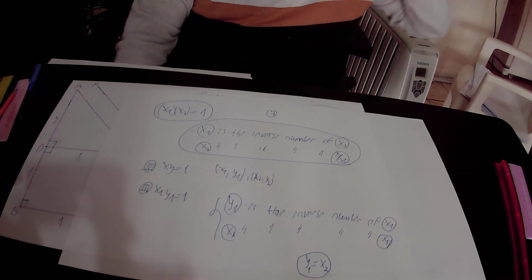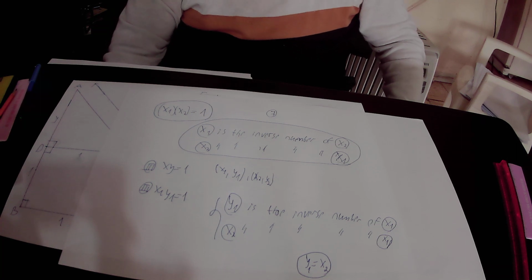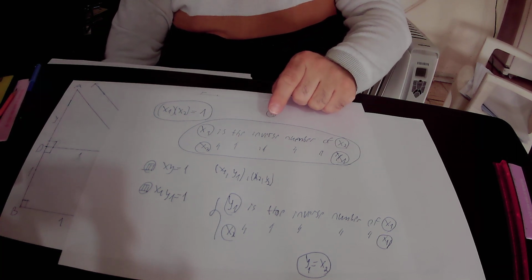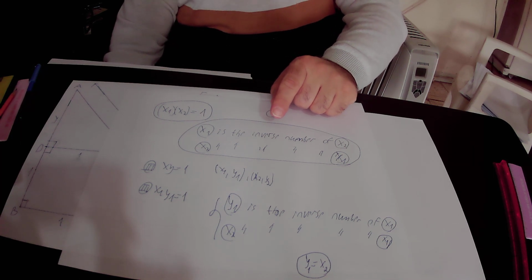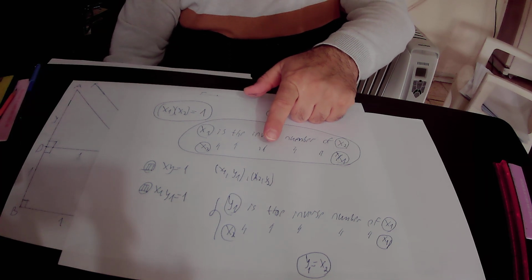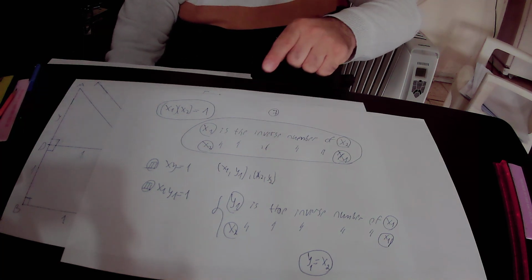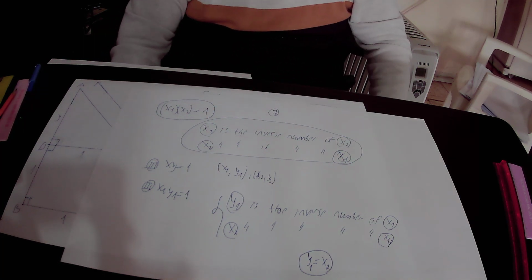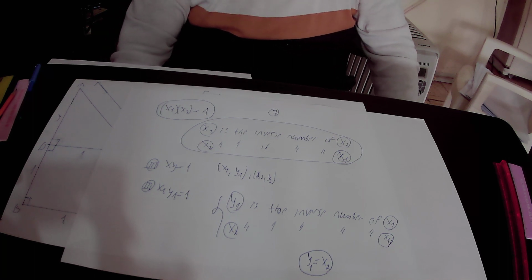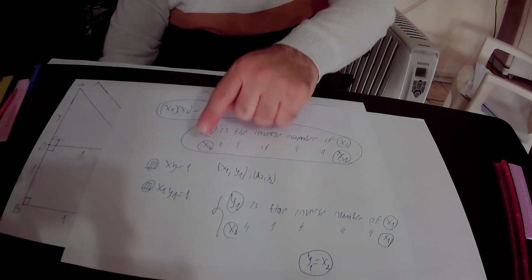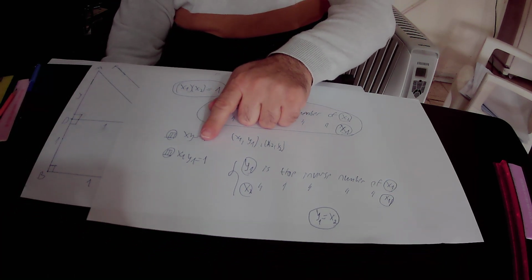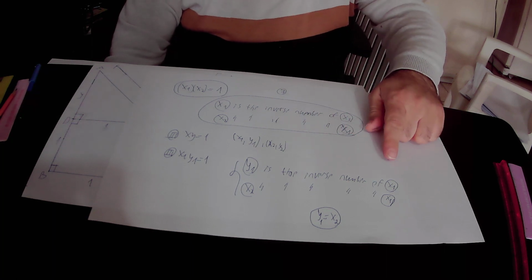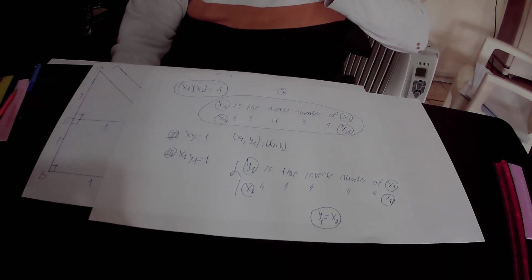Equation number 3 states that x times y equals 1, and we have two possible solutions to our question. The first solution is x1, y1, and the second solution is x2, y2. We put the first solution inside equation number 3, so x equals x1 and y equals y1, and we get that x1 times y1 equals 1. What does this solution mean? It means that y1 is the inverse number of x1. But we already found that x2 is the inverse number of x1.